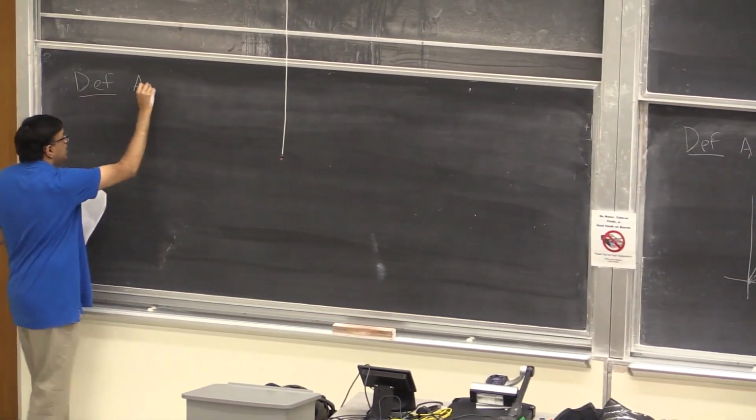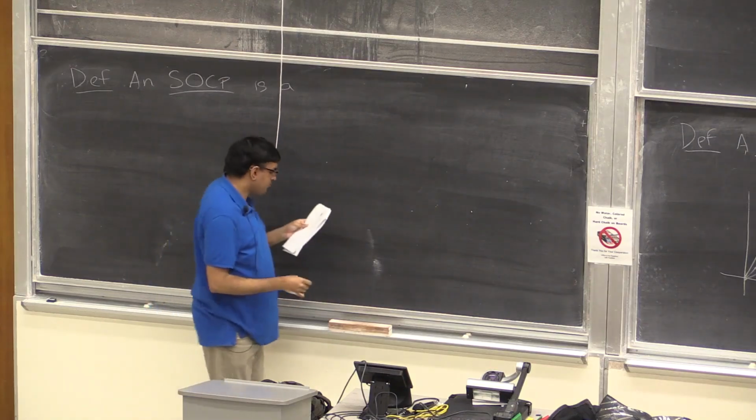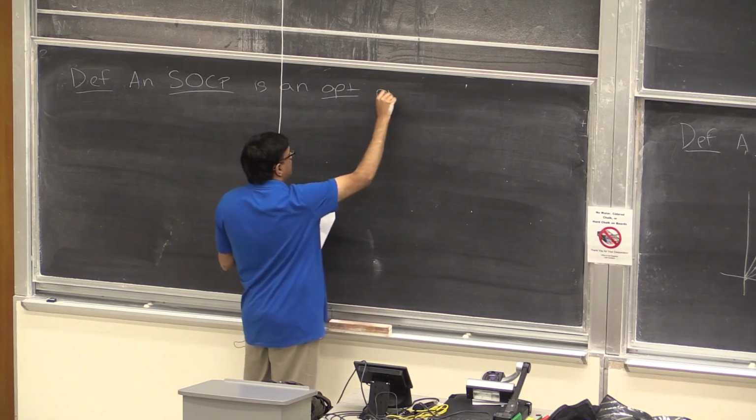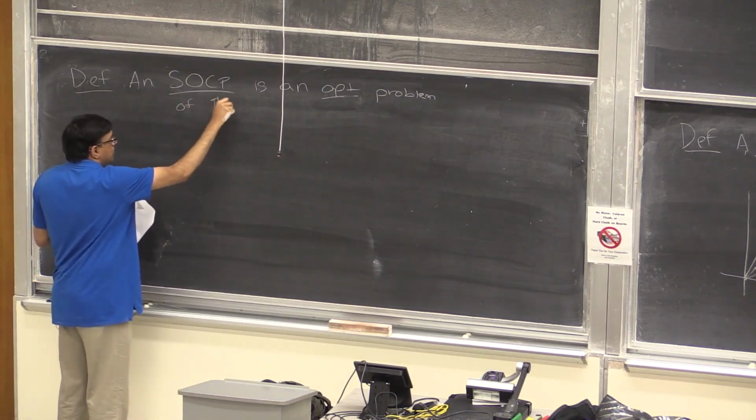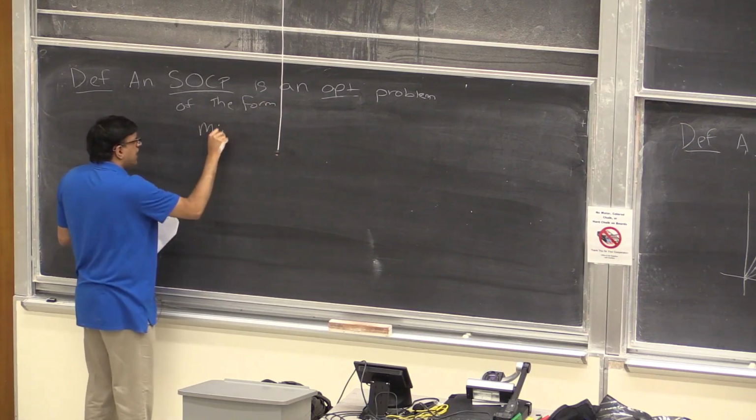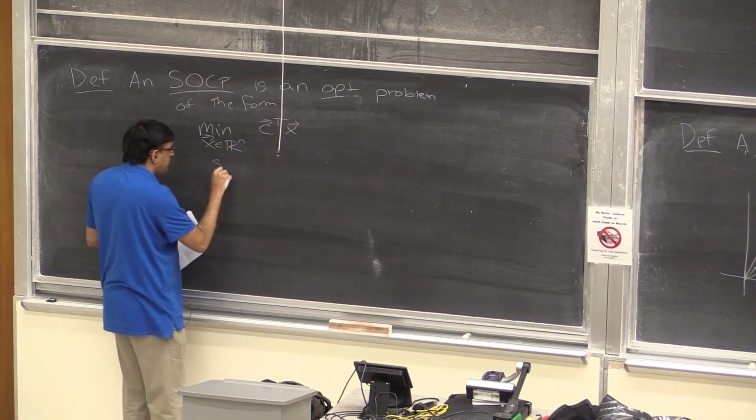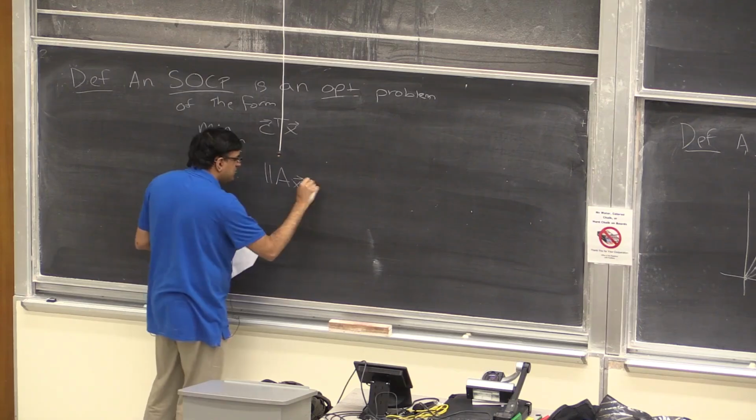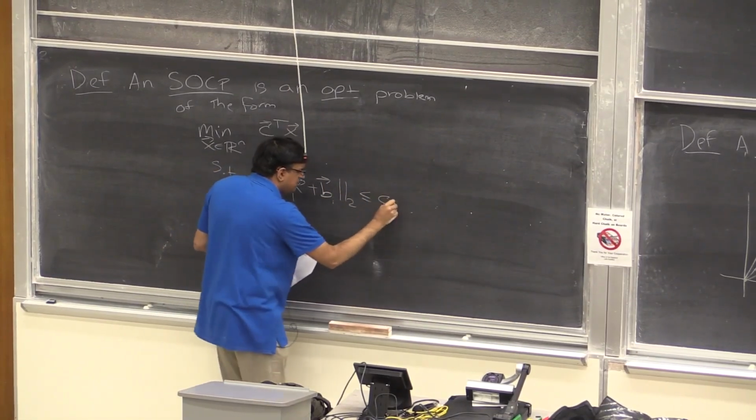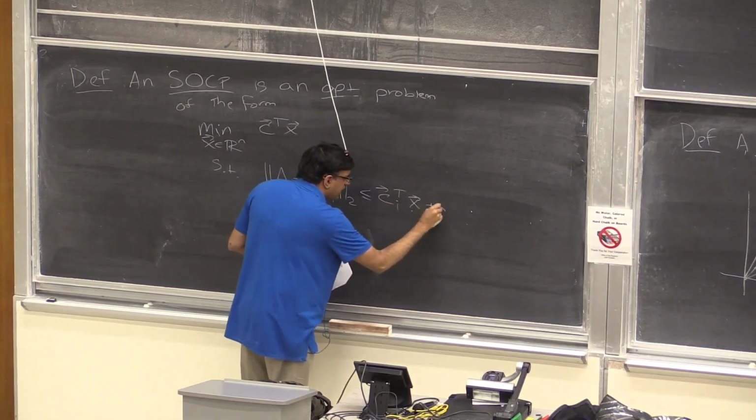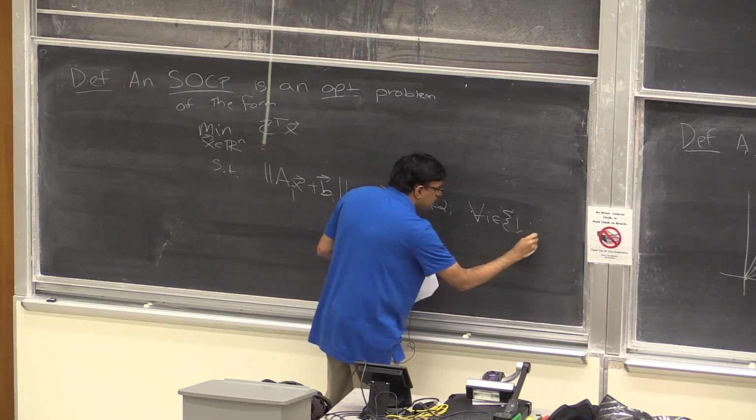Definition. An SOCP is an optimization problem of the form: min over x in R^n, c transpose x, subject to the norm of A_i x plus b_i less than or equal to c_i transpose x plus d_i, and this is for all i from 1 through m.